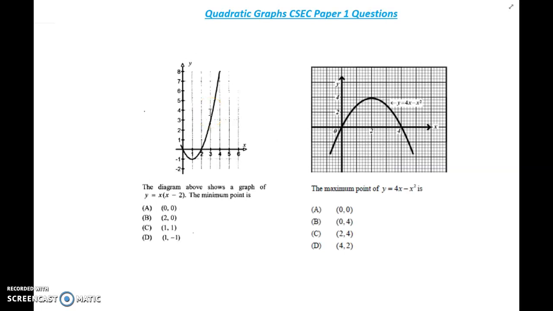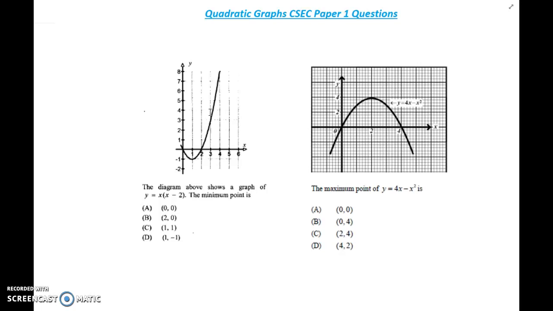Now here, I have two questions side by side because I just want to show you the variation of how they can bring these questions. The first question we learned was the general equation of a quadratic curve, ax squared plus bx plus c. Now here, the diagram above shows a graph of y equals x open brackets x minus 2 close brackets, and they ask what the minimum point is. What I should have mentioned is that a quadratic curve always has x squared in it, right?